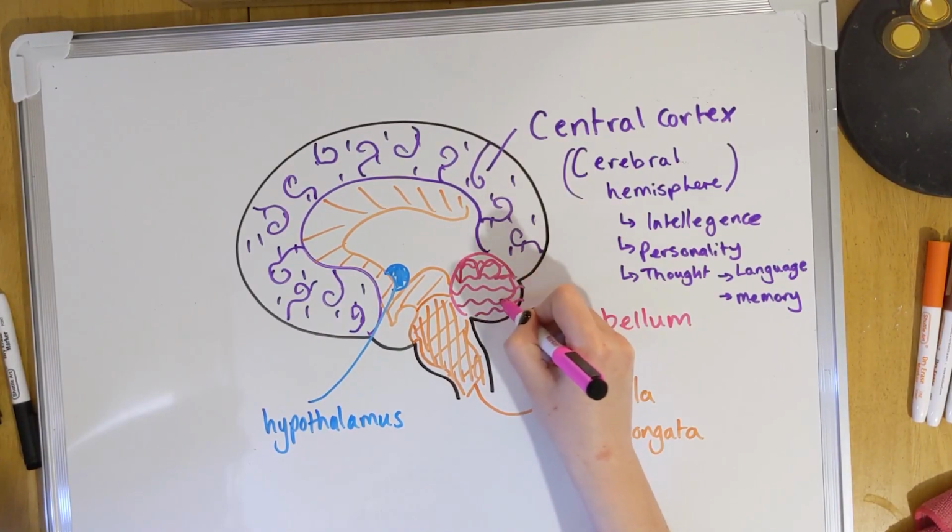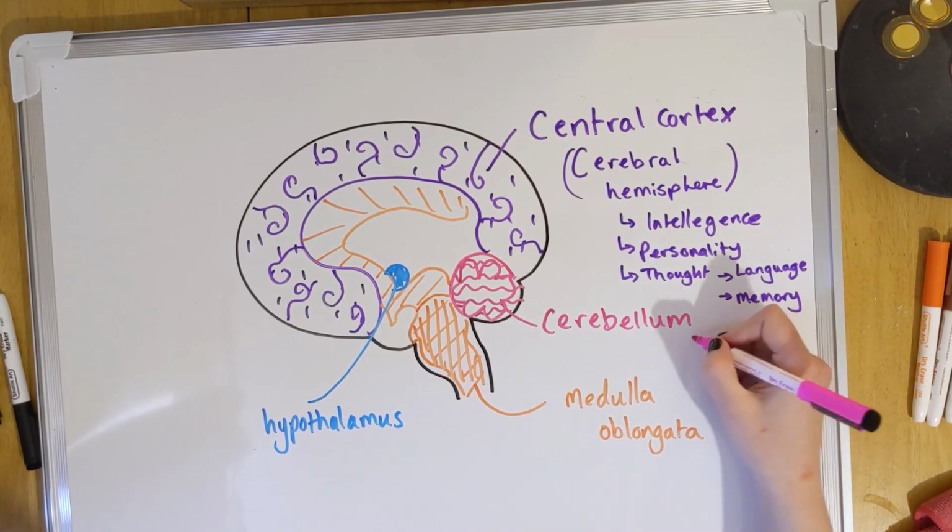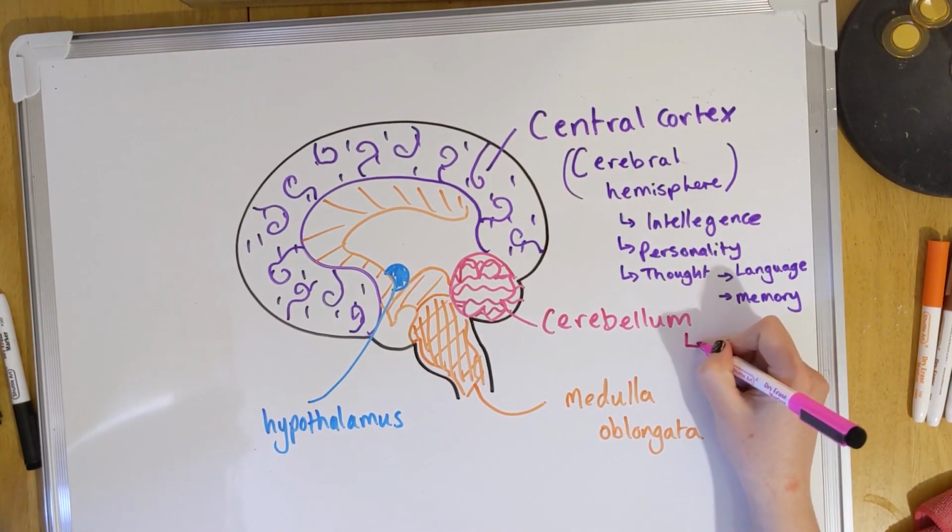Tucked away at the back of your brain is a little area that looks a bit like a flower if you were to cut it up on the inside. It's quite folded to give it a large surface area. Your cerebellum is the main place that is your coordinator. It controls your balance and your movement.